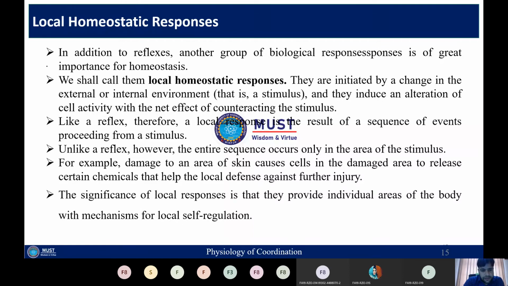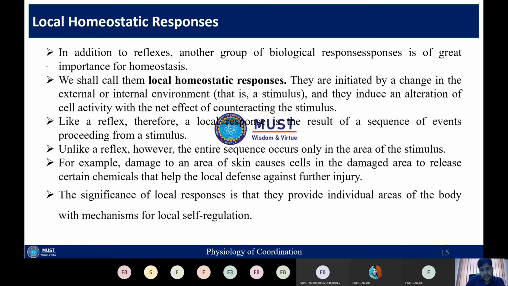For example, if we look at the skin, when certain areas of the skin are damaged, the damaged area itself will produce certain types of chemicals, and that will help provide local defense against further injury. As all of you must have observed in your daily life, when you suffer any type of cut or injury, that specific part of the skin will produce certain chemicals, and a covering will be produced on that area of the body. This covering is to protect against further damage of the skin, or against further entry of microbes into the body.